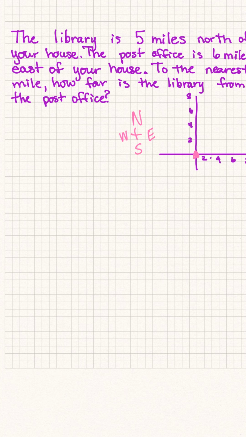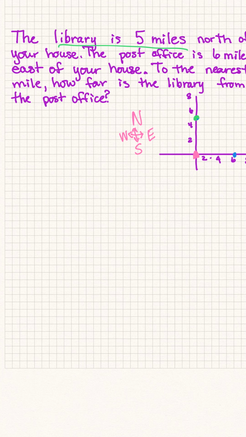If you needed to know direction, north is up, south is down, east is right, west is to the left. So the library is 5 miles north. Here's the library. The post office is 6 miles east. There's the post office. To the nearest mile, how far is the library from the post office?